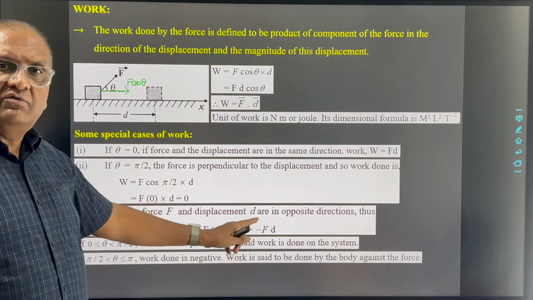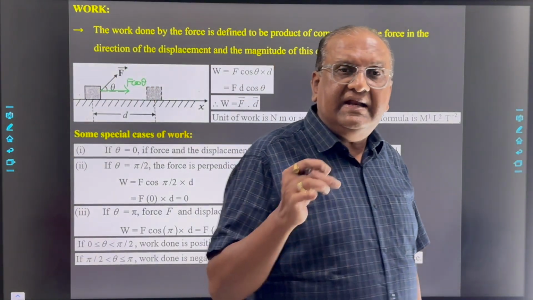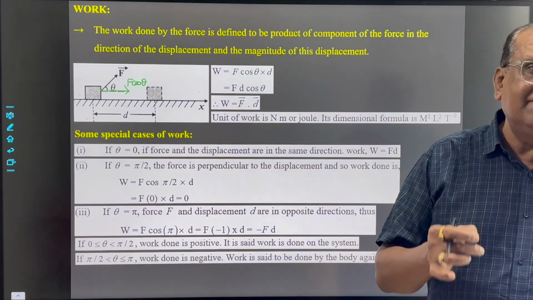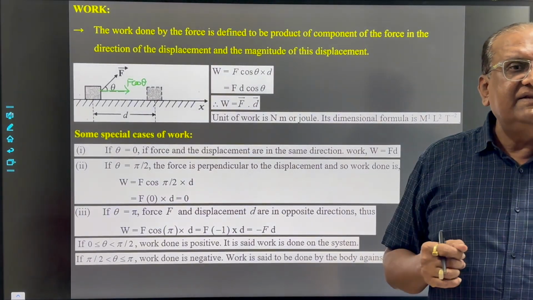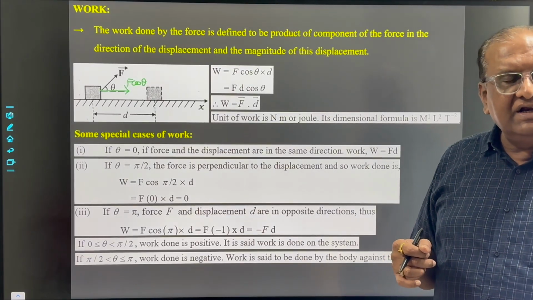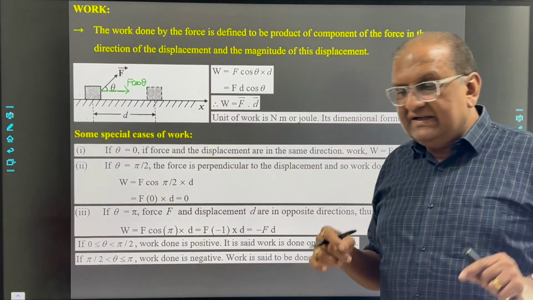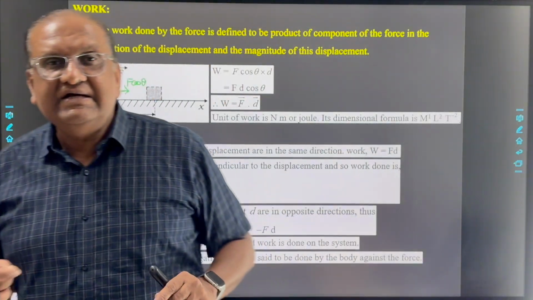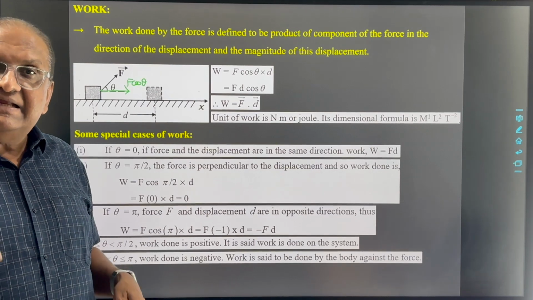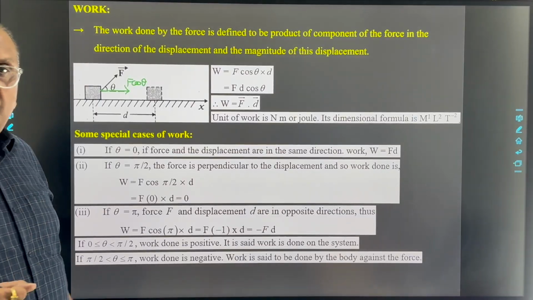You have to remember this carefully, because in an MCQ or any example, if it is given that work is done on the system, then when you carry out the calculation, you have to take work done as positive. And if it is given that work is done by the system, then you have to take it as negative. Then your answer will be perfect. Clear to all of you?